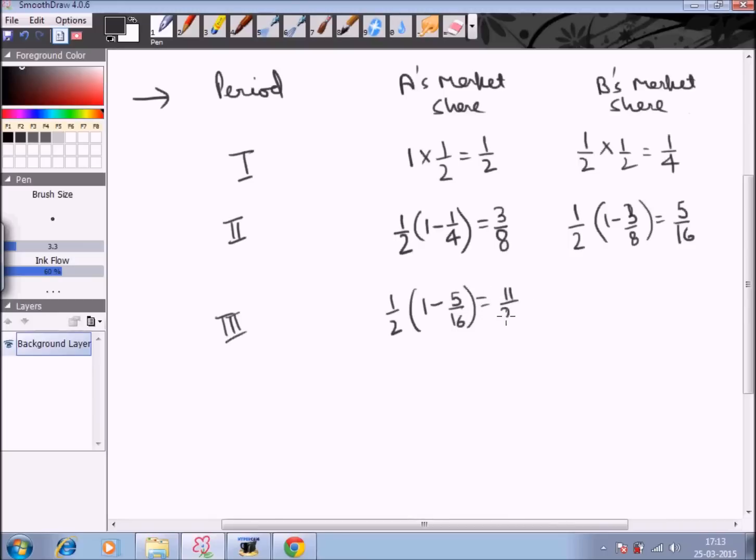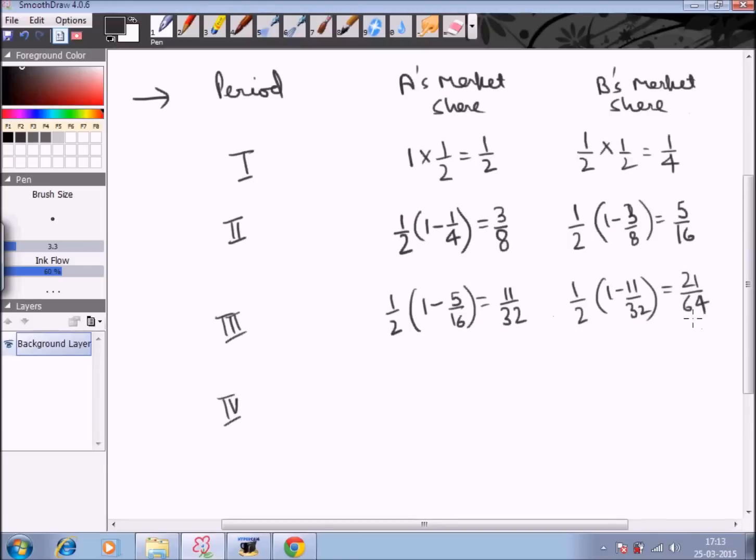So now he will supply 11 by 32. Now to this again B will react, and he will find out what is the market left, and he will supply half of it. It will be equal to 1 minus 11/32, and he will supply half of it, which will be equal to 21 by 64.